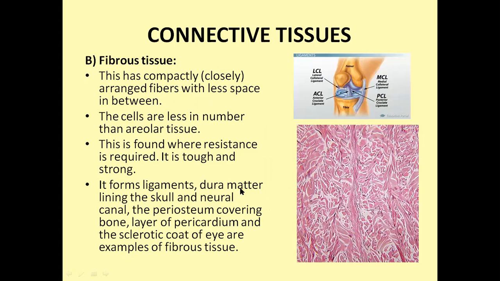It forms ligaments, the dura mater lining the skull and neural canal, the periosteum covering the bone, the layering of the pericardium, and the sclerotic coat of the eyes, which are examples of fibrous tissue. These are some of the ligaments: MCL, anterior cruciate ligament, posterior cruciate ligament, and lateral collateral ligament of the knee joint. This is the microscopic view of the tissue.